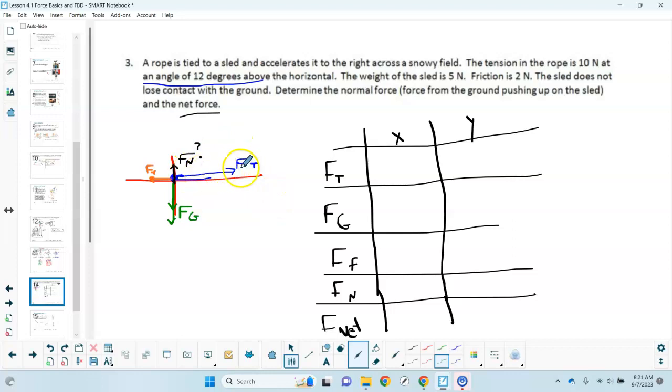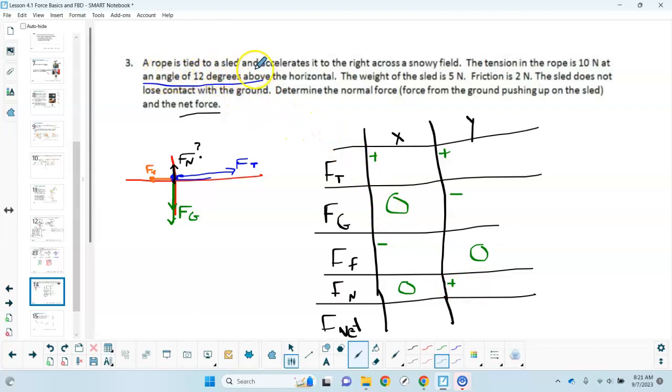So this tension force is going up and to the right. So that would be positive in the X, because right is positive, and it's going up, so that's positive in the Y, so that's also positive. The gravity force is not going in the X, so that's going to be 0, and it's going downward, so that's negative in the Y. Friction is only to the left, so that's negative X and 0 in the Y. And then finally, the normal force is not going in the X, so that's going to be 0, and it's positive in the Y.